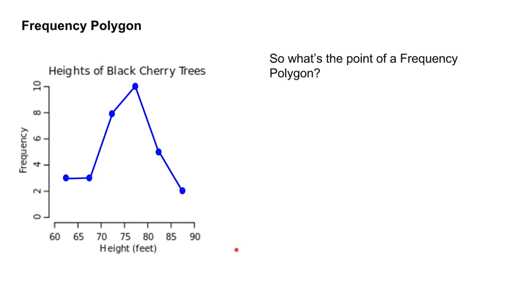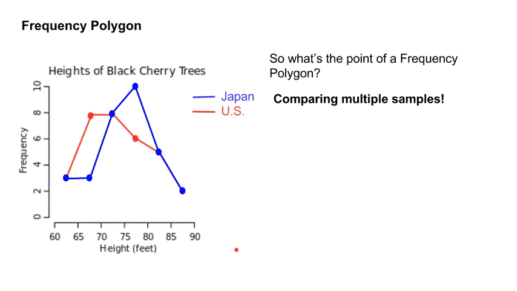So what's the point of a frequency polygon then? Why wouldn't we just do a histogram? Seems easier to look at. Why do this? Well, the answer is because we might want to compare multiple samples. It's difficult to overlap bars on a graph. You can't see both at the same time. But lines, it's easier. So if we want to compare multiple samples, we might want to use a frequency polygon and plot them on the same set of axes, and we can compare them.